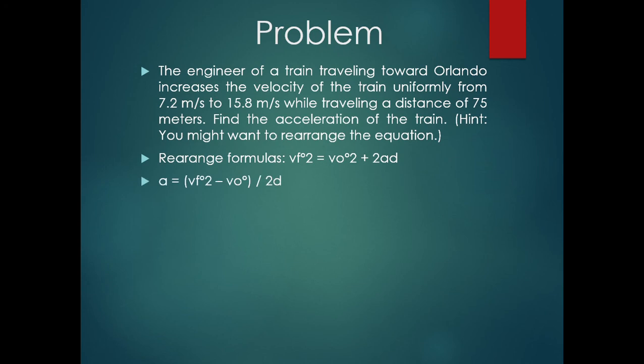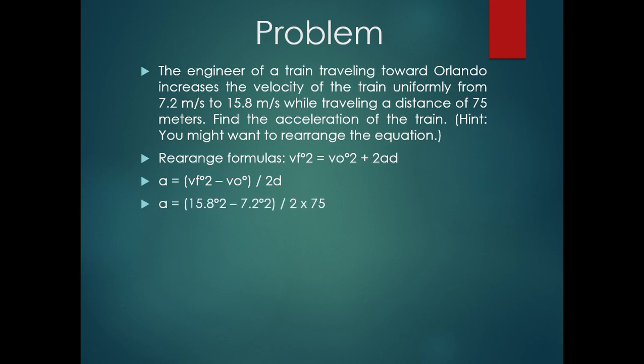All right, so after rearranging the formula a little bit, we will get this result. Basically, we have that acceleration equals the final velocity squared minus the initial velocity. It should be squared as well. I'm sorry, it's a little mistake in there. And we should divide everything by 2 times the distance.